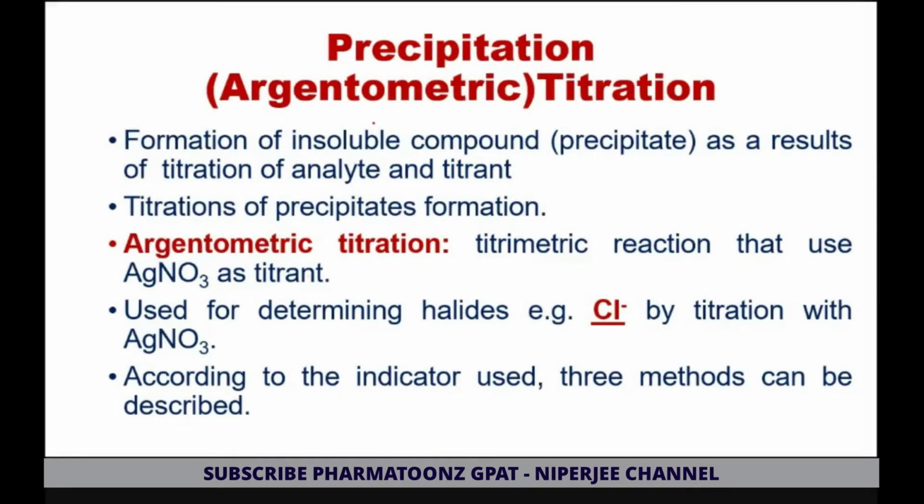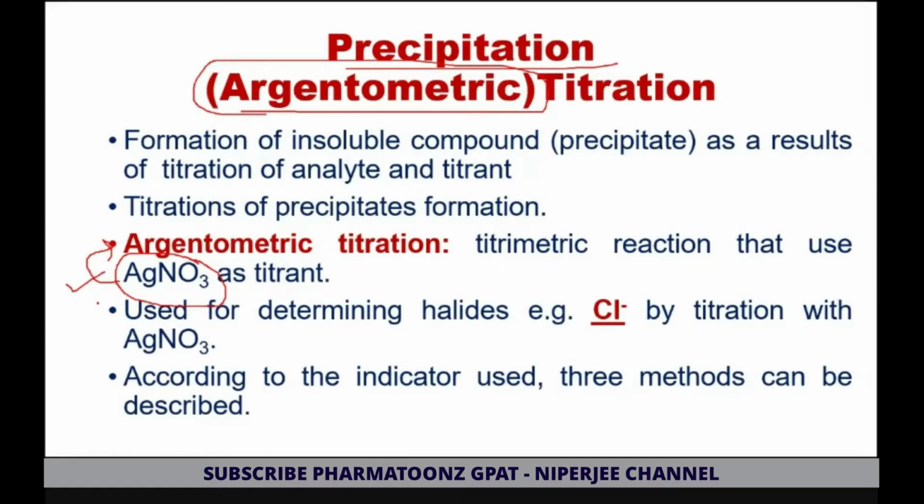Okay, so next technique is precipitation titration, which is also called argentometric titration. Now, why is it called argentometric titration? Because we are using AgNO3 as a titrant. So you have to remember, in argentometric titration, AgNO3 is used as a titrant.